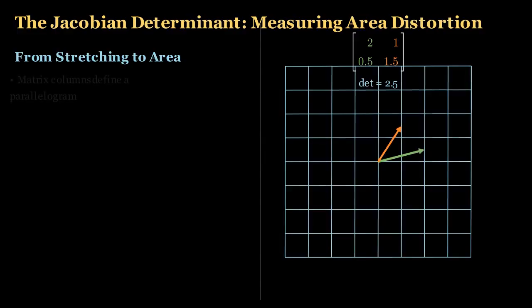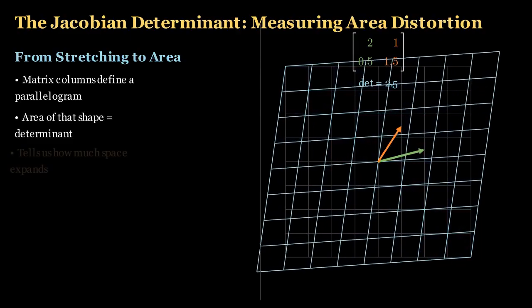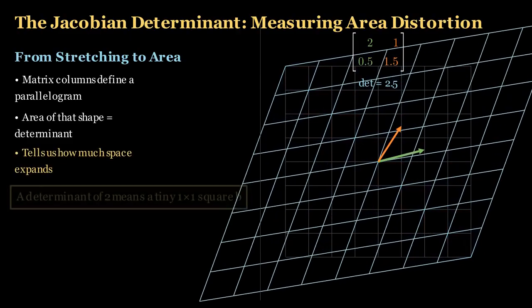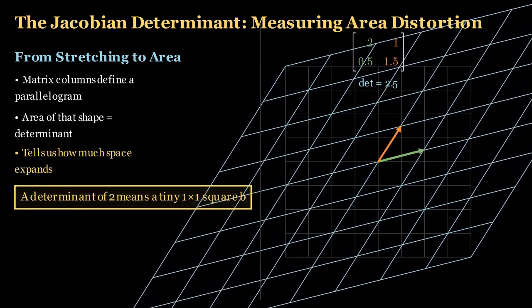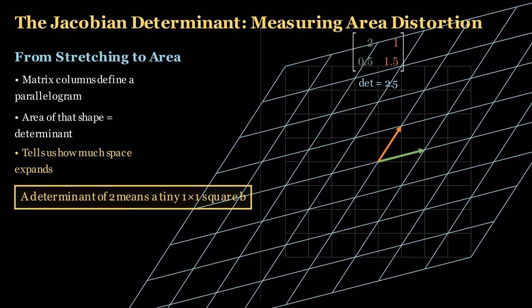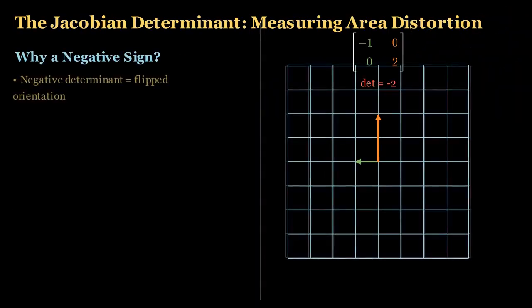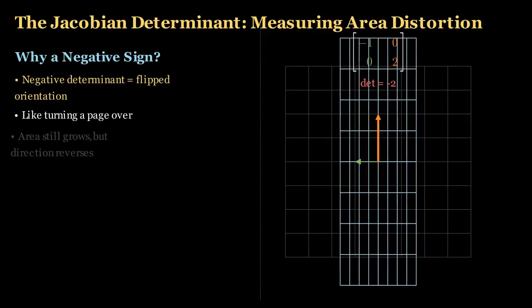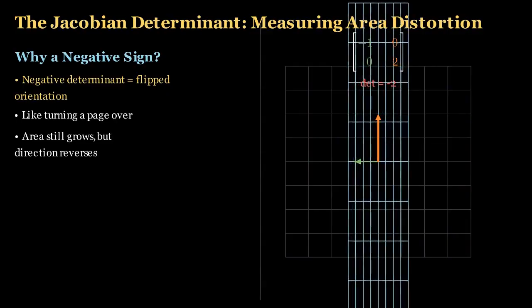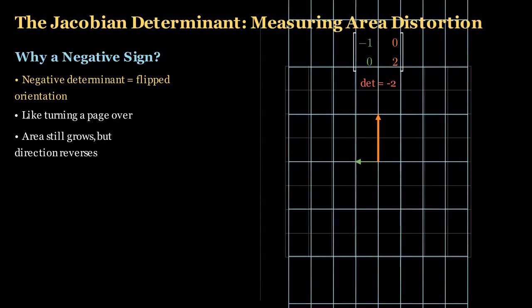We just captured local stretching with the Jacobian matrix. Its two columns form a tiny parallelogram in the output. The area of that shape is the determinant, a single number that tells us how much a small patch of input space expands or shrinks. If the determinant is negative, the patch hasn't vanished, it's just flipped over, like turning a page. The absolute value still gives the area scale factor, but the minus sign tells us the transformation reversed the order of the edges.